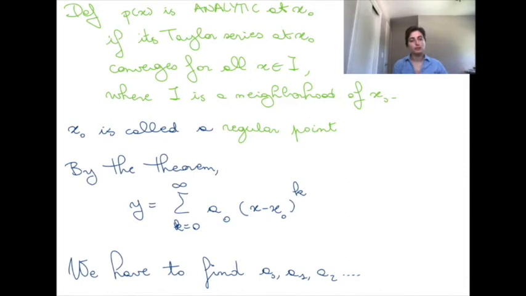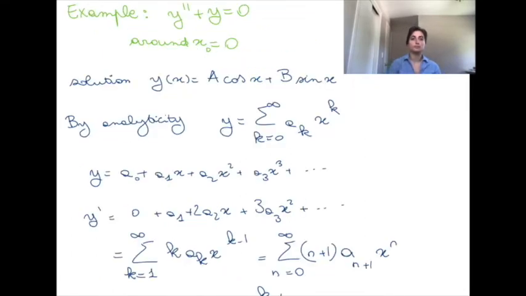By the theorem that we just stated, we can write the solution to our ODE, y, as a potentially infinite series of a_k times (x minus x0) to the power k. Small typo in the slides. But now we have to find all these coefficients a0, a1, a2, and so forth. So let's try and look at some examples.